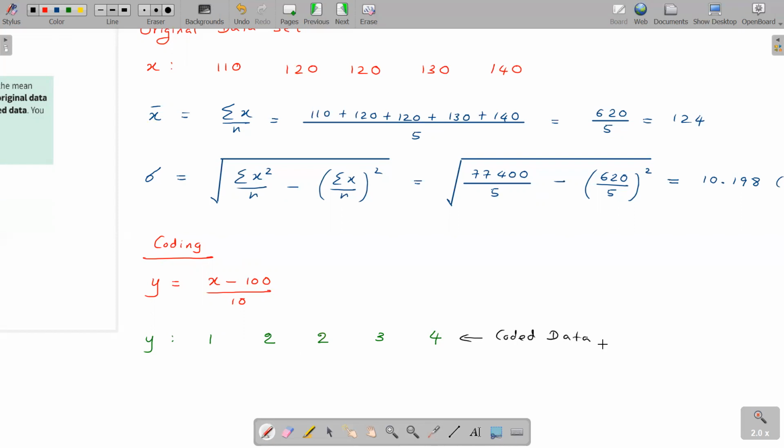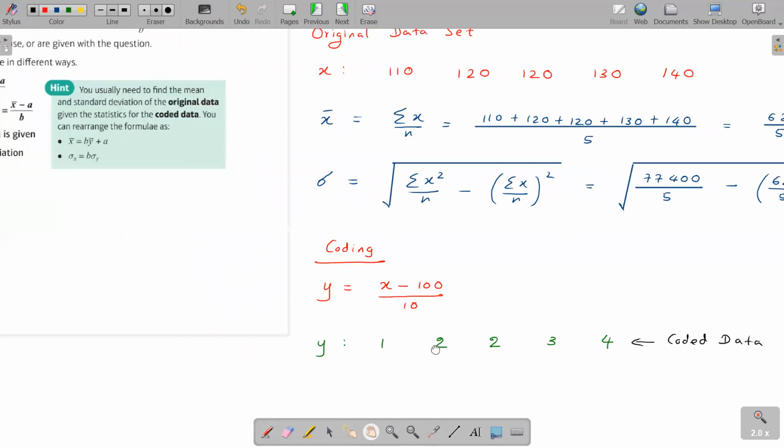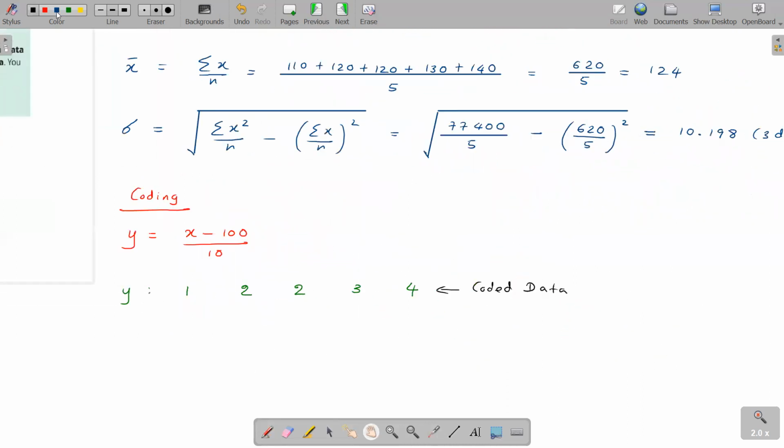Guys, are you with me? So I'm going to find the mean and standard deviation of the coded data. Let's find Y bar. What is Y bar? Sigma Y over n. Add everything: 1 plus 2 plus 2 plus 3 plus 4. Divide by n, which is 5. How much is it? 2.4. Guys, do you agree it's 2.4? Y bar is 2.4.